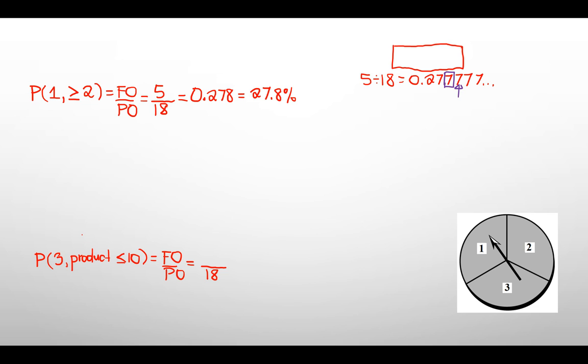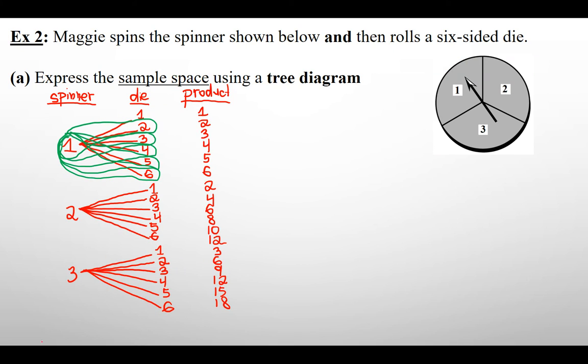Now, I want to identify how many ways can I get a 3 and then get a product that's less than or equal to 10. Well, let's take a look at this. Okay, so we're going to focus right here on this 3. So I want a 3 followed by a number that is less than or equal to 10. Okay, so which numbers are less than or equal? It's a 3 here, and we're going to focus on this one. Okay, the product column. A 3 and a product that's less than or equal to 10. Well, 9 is less than or equal to 10. 6 is less than or equal to 10. And then 3 is less than or equal to 10.